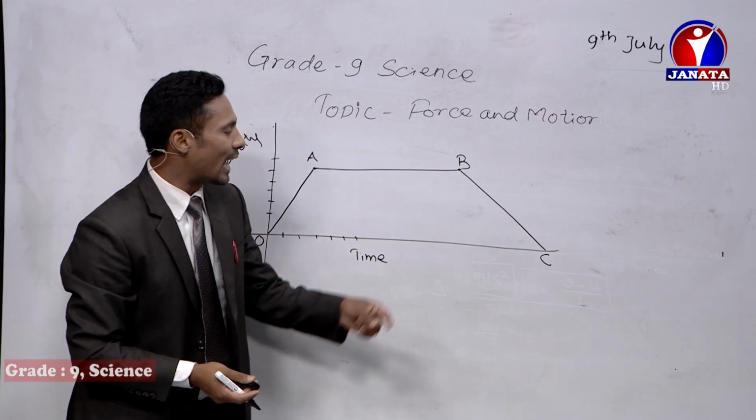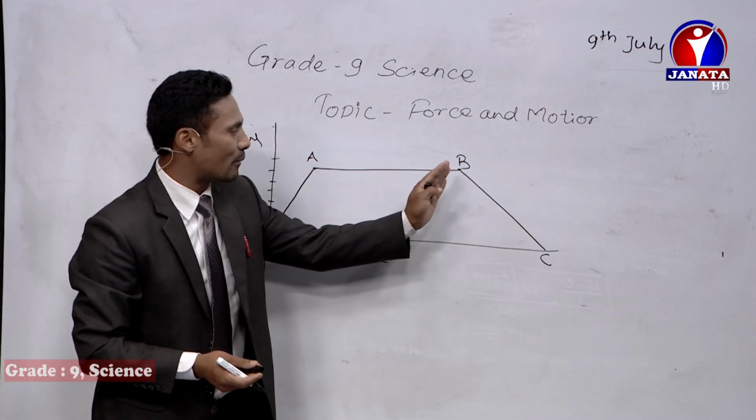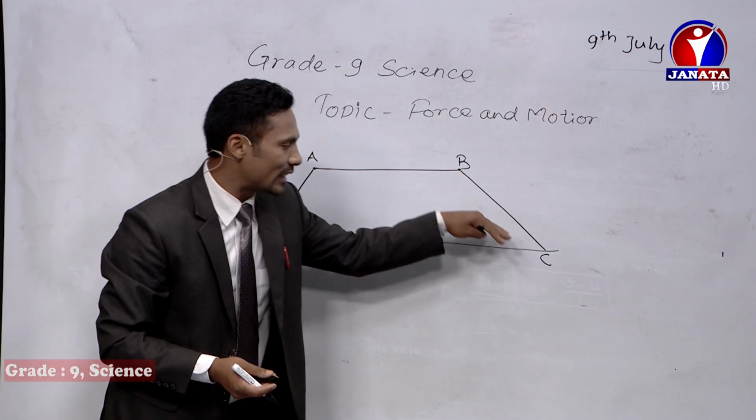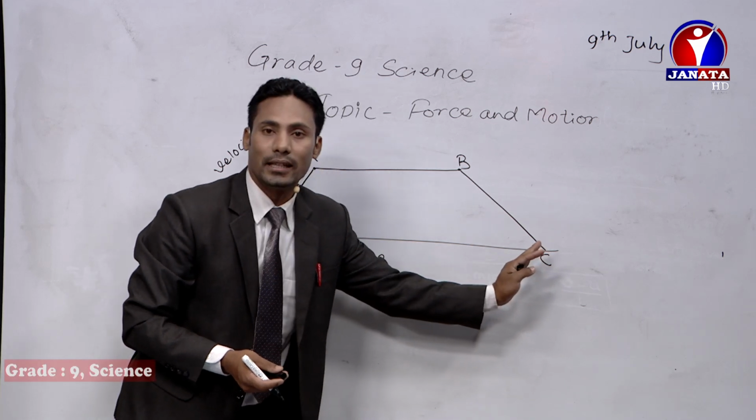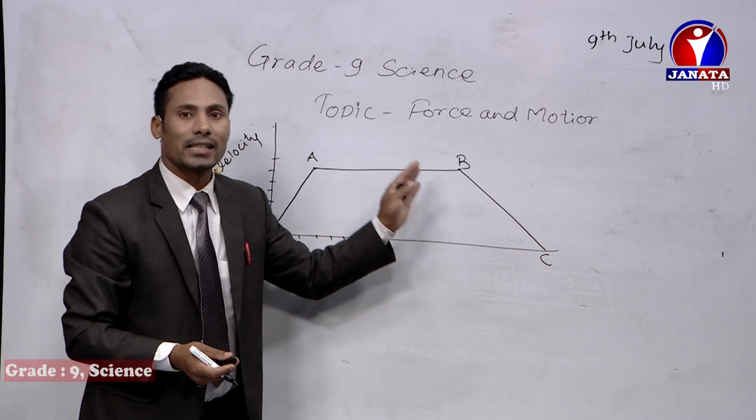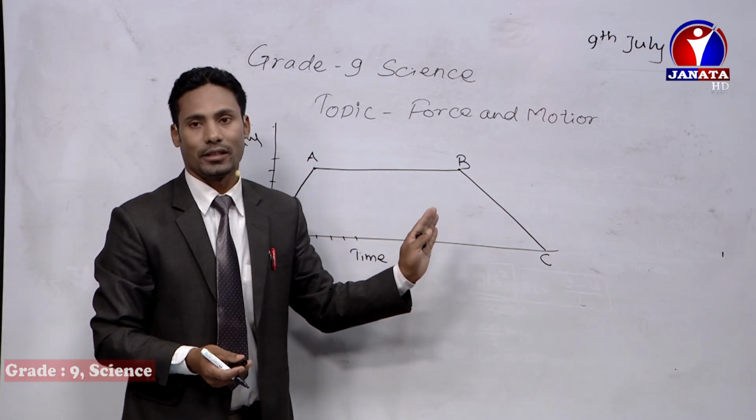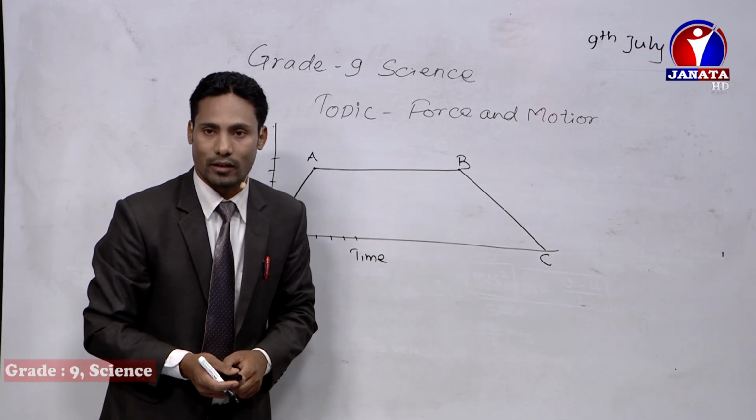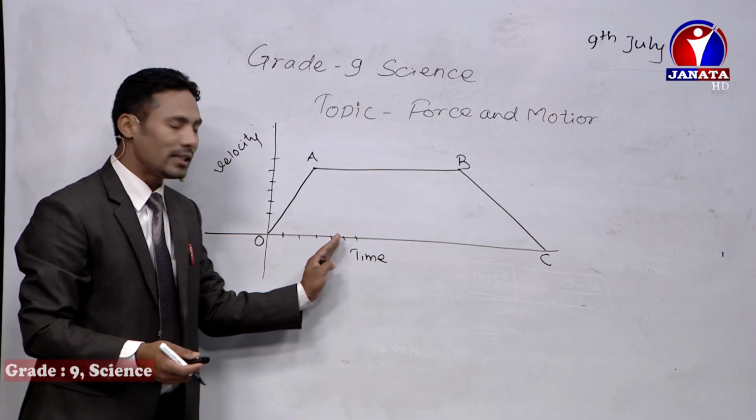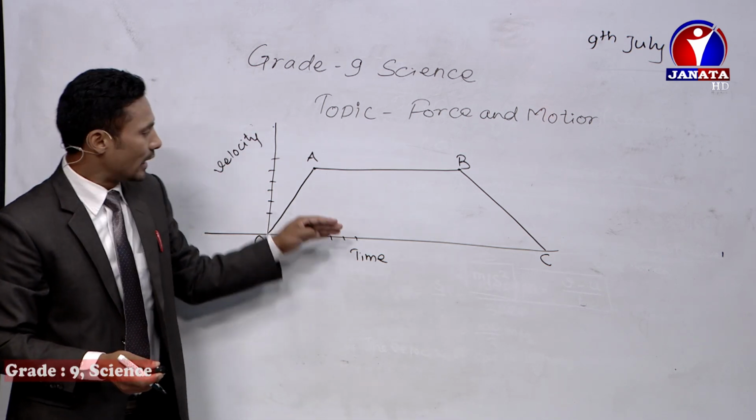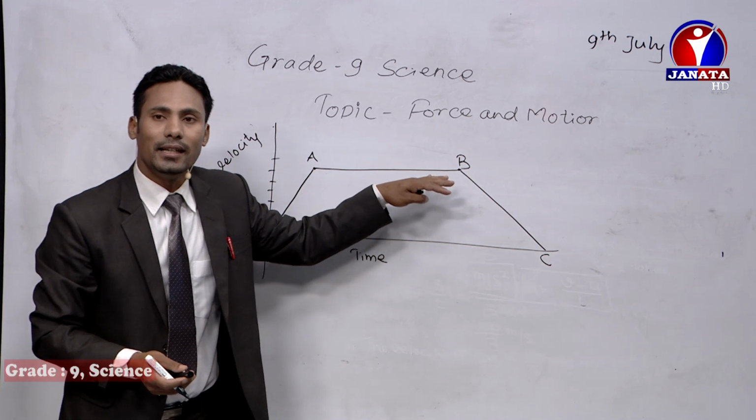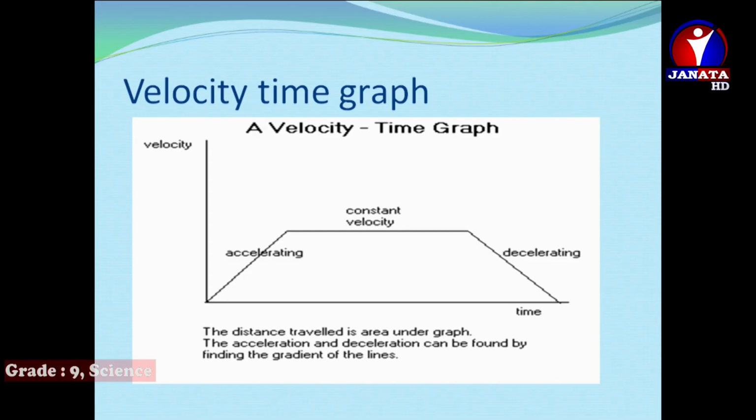Similarly, if the velocity decreases, for example from B to C, the velocity decreases as the time increases, and the acceleration is negative. That is negative acceleration, or retardation. So if the velocity increases, it is positive acceleration. If the velocity is constant, the acceleration is 0. And if the velocity decreases, it is called retardation.